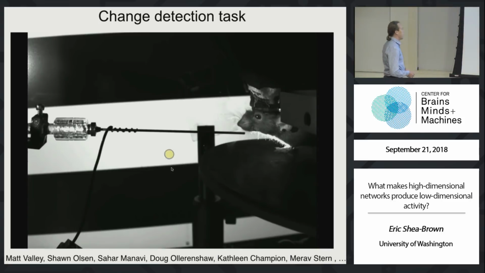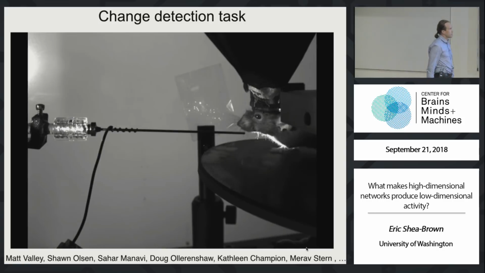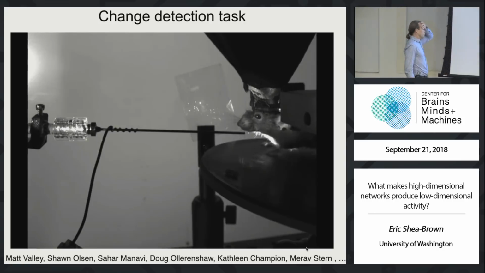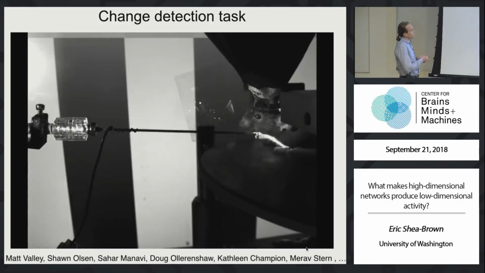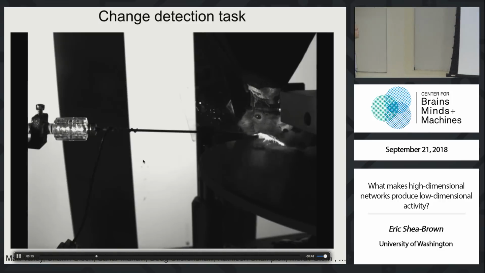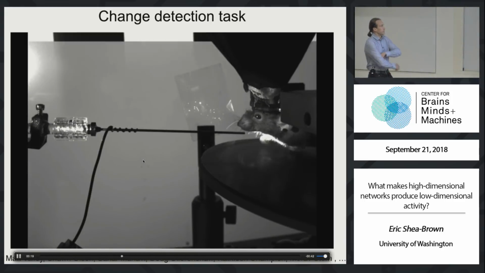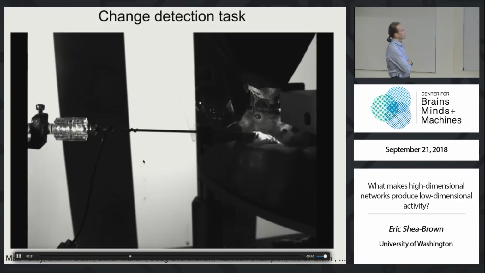These colleagues, Matt Valley, Shawn Olsen, Sahar Manavi, Doug Ollerenshaw, Kathleen Champion, and Marius Stern, asked this question in the context of this task. This is an experiment at the Allen Institute for Brain Science. You are a mouse, and you will receive a reward whenever a stimulus here, a very obvious grating pattern, sometimes natural scenes, changes. So here, vertical, vertical, vertical. Boring. See why it's hard to train the mice to do this.